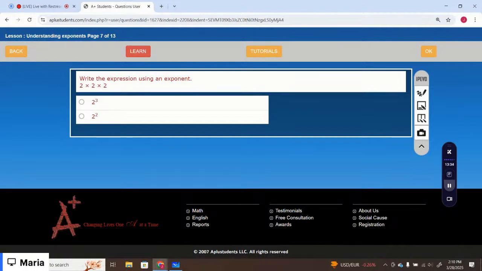Write the expression using an exponent. 2 times 2 times 2. That is 2 cubed. Option number 1 is the correct option. Okay, you can complete the lesson by yourself later today. Let's just move on to the next lesson.